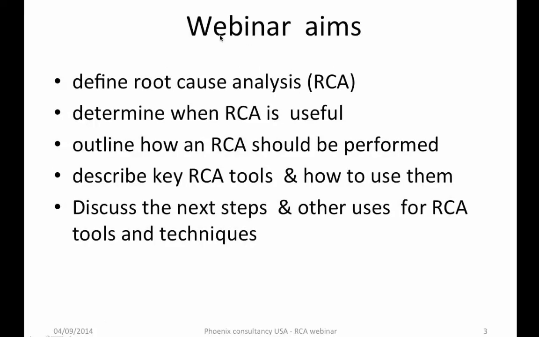The aims of the short webinar are to define root cause analysis, determine the areas when it's going to be useful to you, outline how it should be performed, describe some key tools and how to use them, and then discuss next steps once you've completed your root cause analysis, and some other uses for the tools that are present within the root cause analysis toolkit, because they're not useful just for root cause analysis.